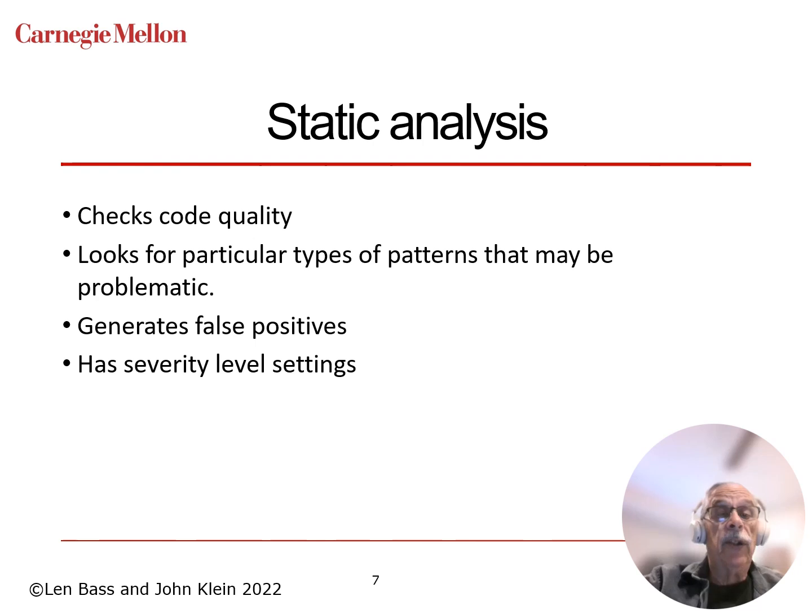Static analysis checks the code quality. It looks for particular types of patterns that may be problematic. It gets these from something called the common weakness enumeration. Those are the problematic patterns. And it may generate false positives. It also may have false negatives, but you don't see that. But each error that it generates is going to have a severity level. And so you need to look at the errors that are generated, decide whether or not they're actionable, whether you should fix them or not, and so on. And again, your organization has goals for doing this.